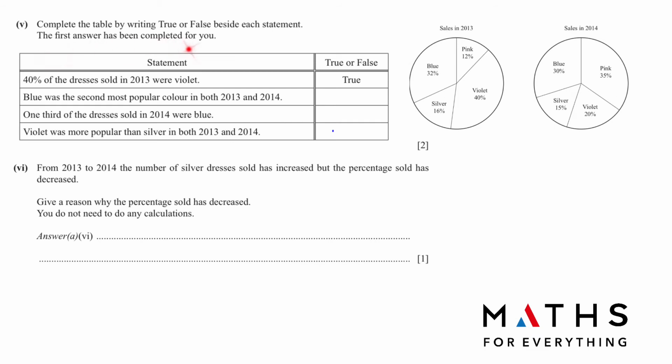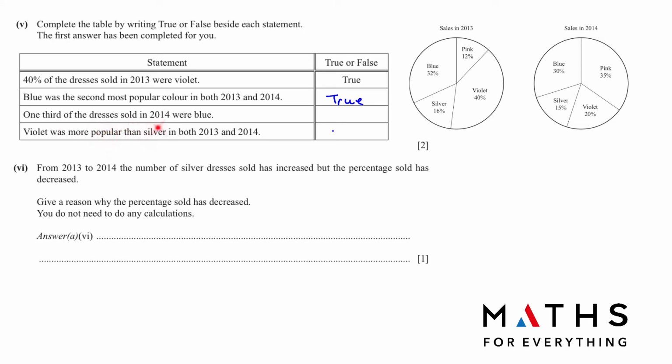Here we have to complete the table by writing true or false. The first one has been done for us. Blue was the second most popular color in both 2013 and 2014. You can see that violet is 40% the first year, and the second is blue at 32%. And in 2014, pink is 35%, whereas blue is 30%. So yes, this is true.